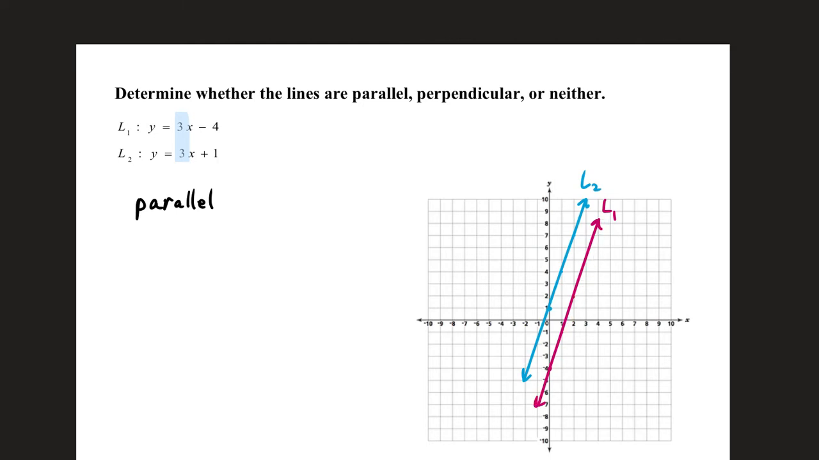Our second line has a y-intercept at +1, and it has the same slope, 3 to 1. Because these two lines have different y-intercepts and the same slope, they're considered parallel lines. They will run beside each other forever and never touch.